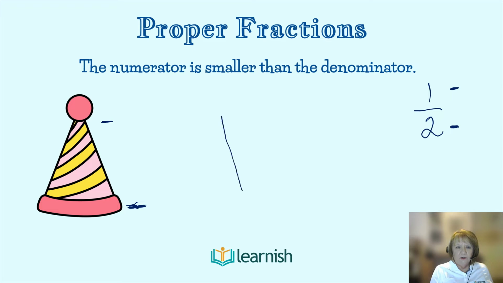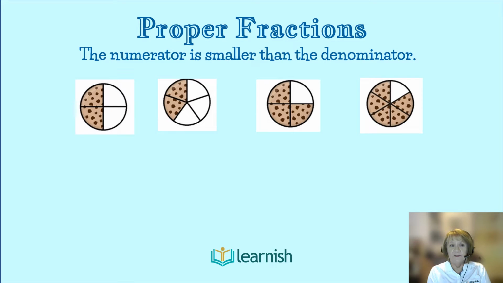If you had it reversed and tried to put it on like this, it would never work. It wouldn't be big enough. For it to be a proper fraction, we need it to be smaller on top and larger on the bottom. And here are some yummy examples of proper fractions.